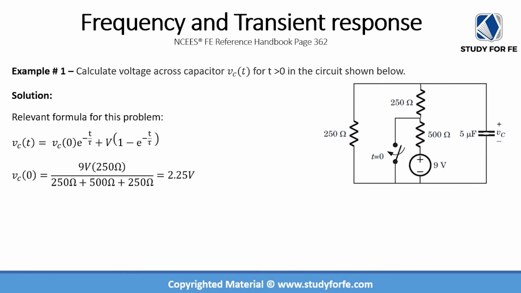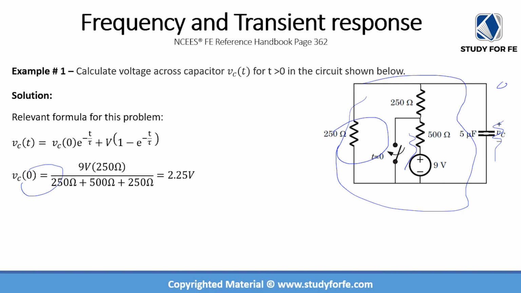So building on the last explanation, if I want to find VC naught, then I simply have to calculate the voltage across the 250 ohm resistor. We can do that very easily by using the voltage divider rule. If I were to redraw this portion of the circuit much more cleanly and ignore this switch, ignore this capacitor, because if the switch has been open for a long time, the capacitor is just an open circuit, right?